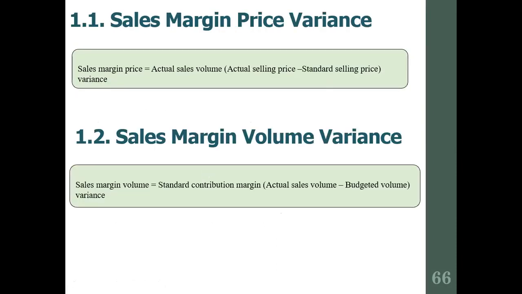Then it gets divided into two. That variance you are going to further analyze, based on the price variance and the volume variance. In that, you're going to take the price variance first. It's about the actual selling price minus the standard selling price, multiplied by the actual sales volume.